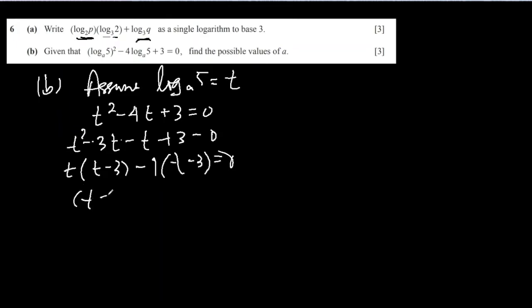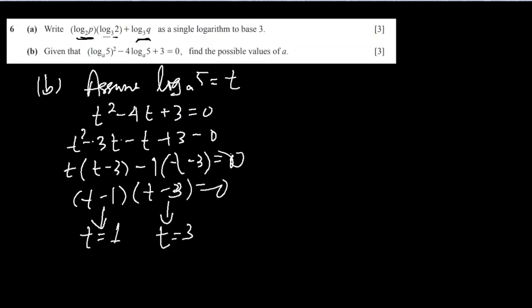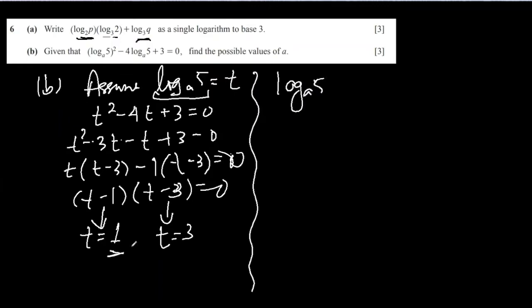So I got these two factors. This one gives us t equal to 1, and this one gives us t equal to 3. Now one by one we will find values of a, because our original expression was in terms of log base a of 5. So we'll write log base a of 5, first answer is 1. So it becomes 5 equal to a to the power 1, which is a equal to 5.